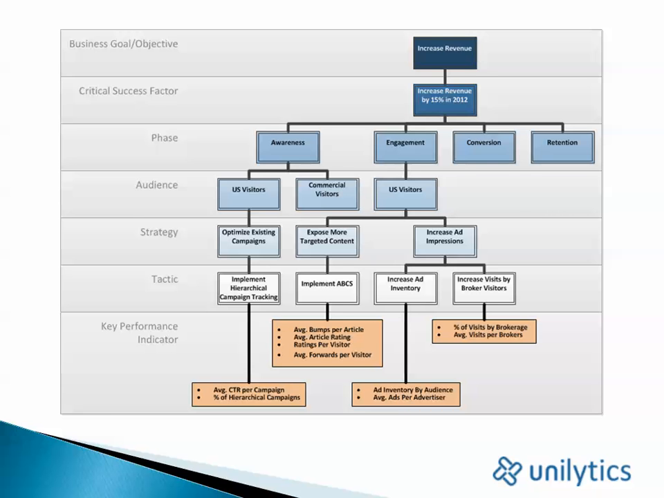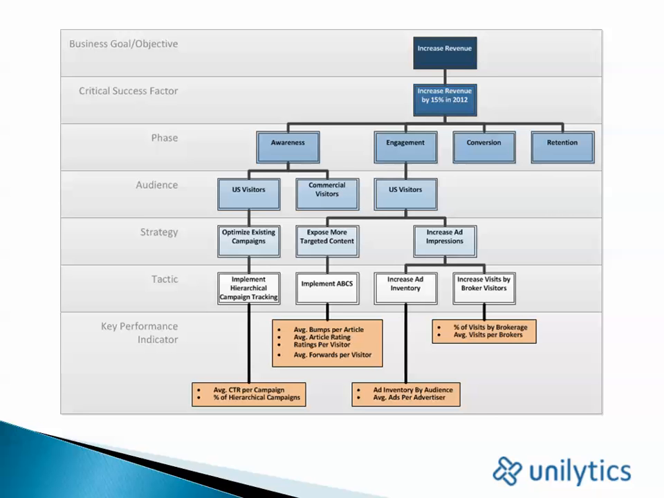Then we break our strategies and we break our tactics down. So there's that abbreviation down in tactic that I mentioned before, implement ABCS. So that's the activity-based content serving. So you can see that that is a tactic that was aligned with the strategy of exposing more targeted content, which was related to the audience of US visitors, which was related to engagement. So you can see how you follow that up all the way back to the original business goal and objective.